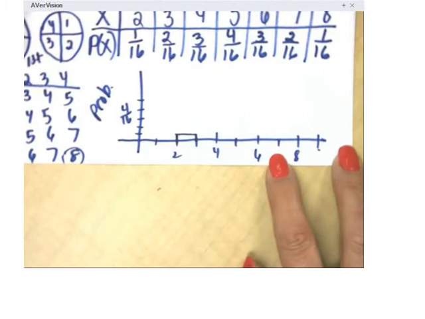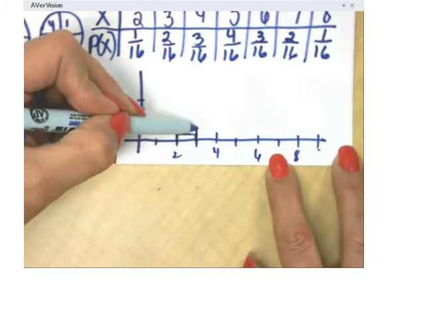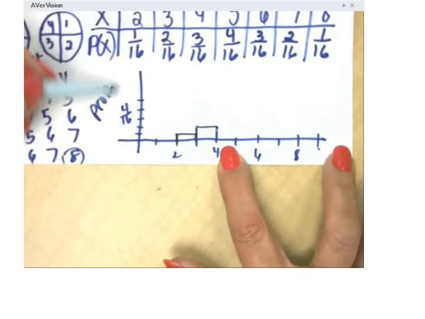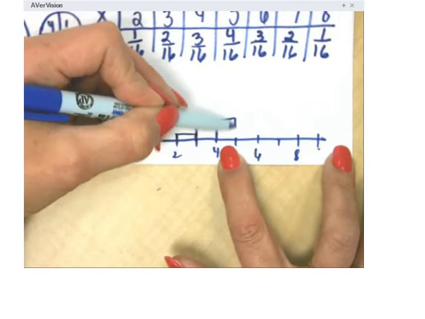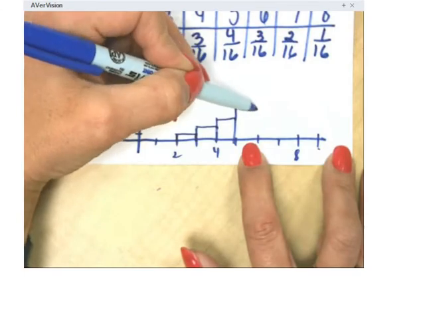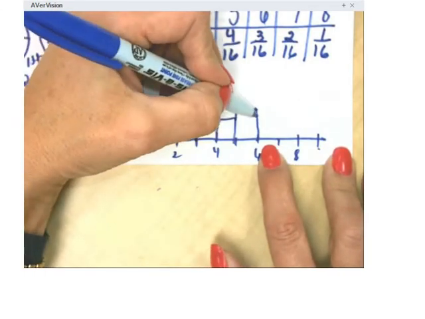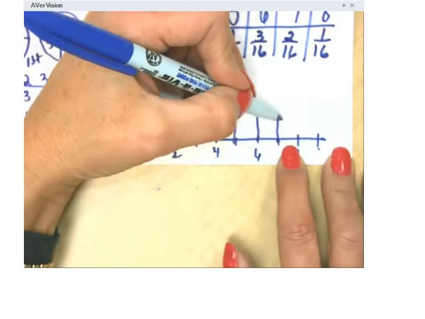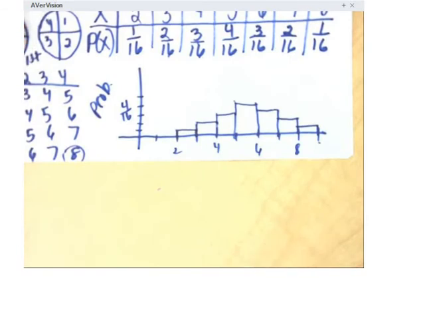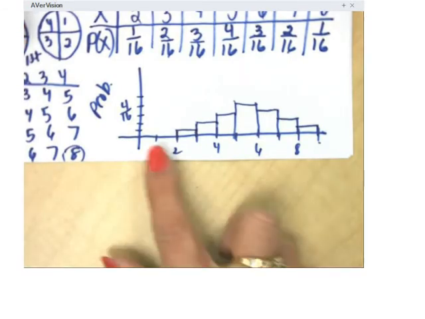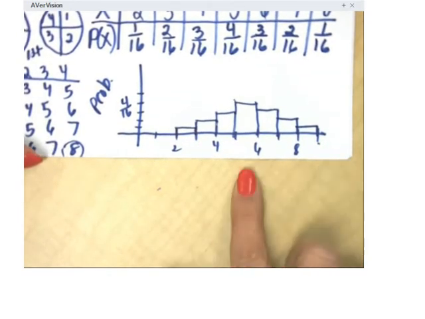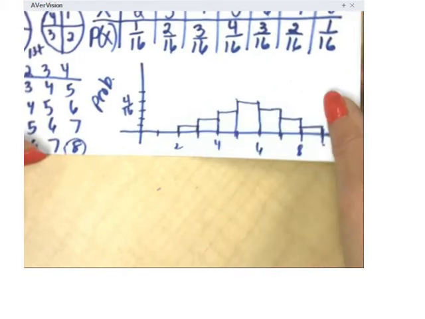It has a probability of 1 sixteenth. For the next one, it's 2 sixteenths. For 4, which I'm going to put right here, that is 3 sixteenths. For 5, I have 4 sixteenths. And then for 6, I head back to 3 sixteenths, 7, 2 sixteenths, 8, 1 sixteenth. And there's a little histogram, it's called, of my graph. Now, all graphs will not be symmetrical as this one is, but in this case, it does have that symmetrical pattern where it would kind of fold right here. Now let's flip over.